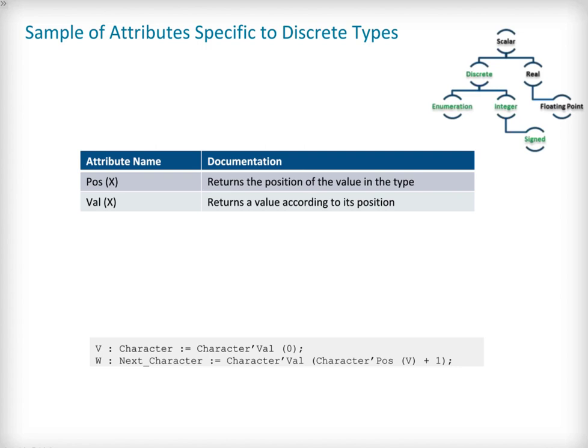There is an example of usage here where I want to retrieve the first character, so I use the position 0, and then I want to get the one character next to it, so I'm retrieving the position, adding 1, and then converting back to a value. Of course, to do this very thing, I can use pred and suc that have been presented in the previous slide, but there are situations where those two attributes make a lot of sense.